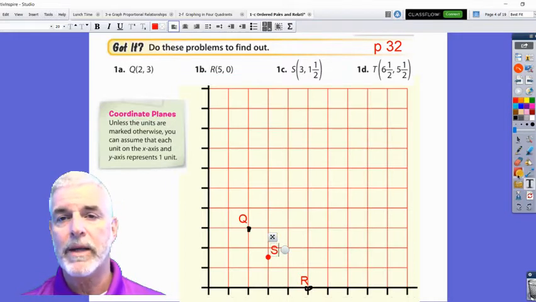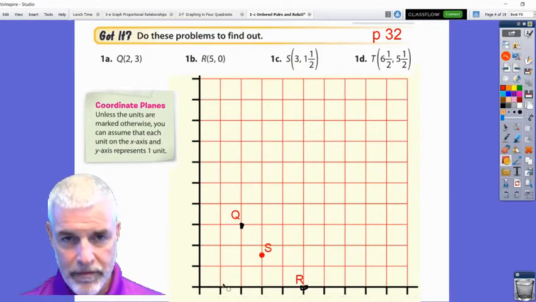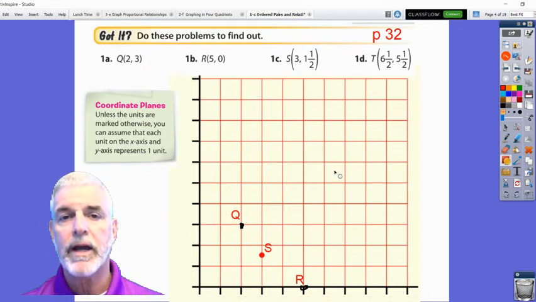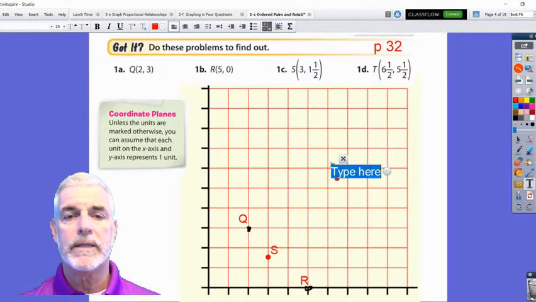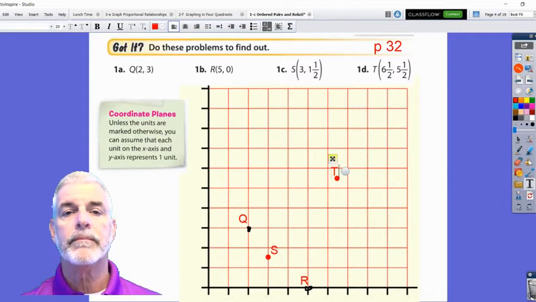And lastly, point T, 6.5, 1/2, and 5.5. So from there, I go straight up 1, 2, 3, 4, 5.5. And so that one's going to be right in the middle, right there. That is your point T. Graphing given the ordered pair.